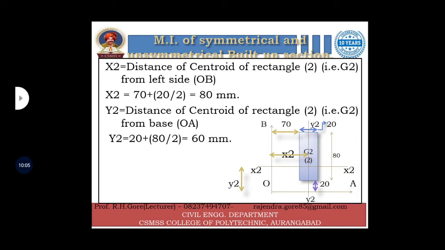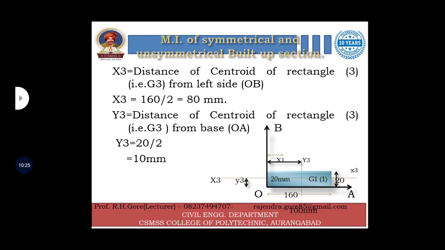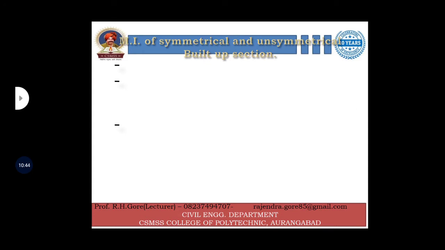For rectangle 2, that is web, x2 is 70 plus 20 by 2. For details we can see the figure. Y2 from the base OA, so 20 plus 80 by 2 is 60. X3, distance of CG of rectangle 3 from OB, so total width by 2, 160 by 2 is 80. Y3 from OA to G3 distance, so 20 by 2 is 10 mm.